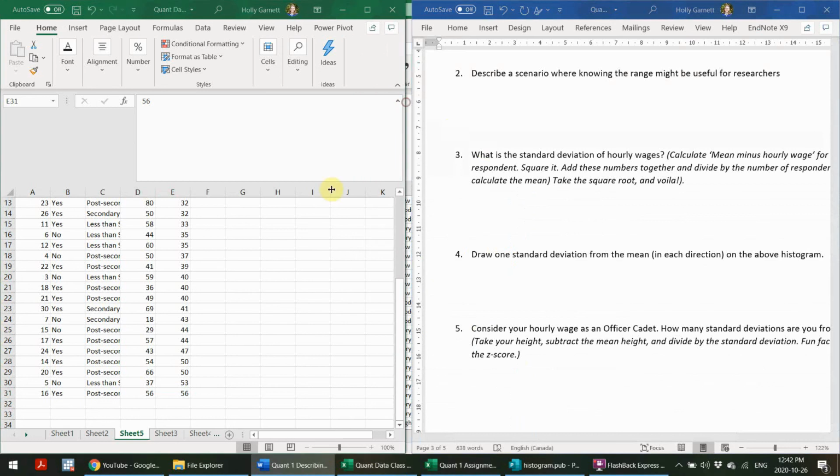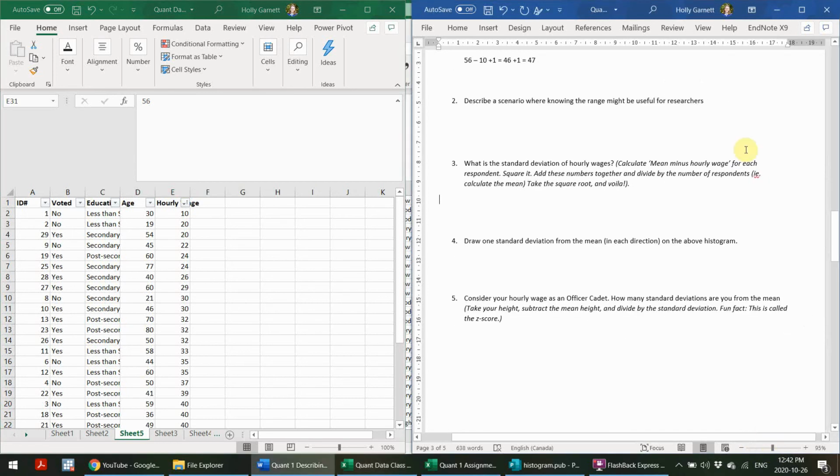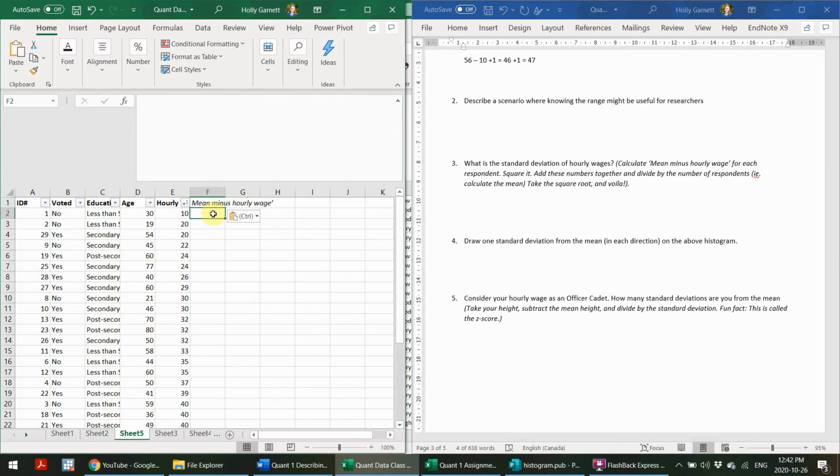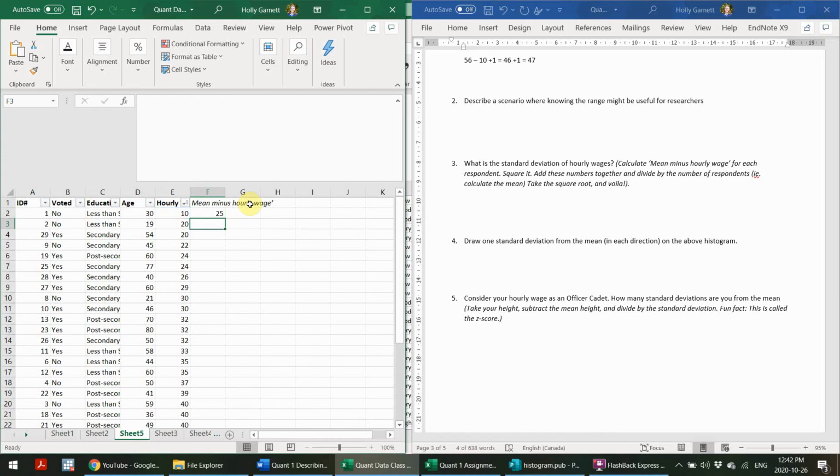Okie dokie. All right, so here's our new sheet. So we want to do the following to find out what the standard deviation is. First, we're going to calculate the mean, which we earlier said was about $35, minus the hourly wage of each person. So that means we're going to do 35 minus whatever that person's hourly wage is.